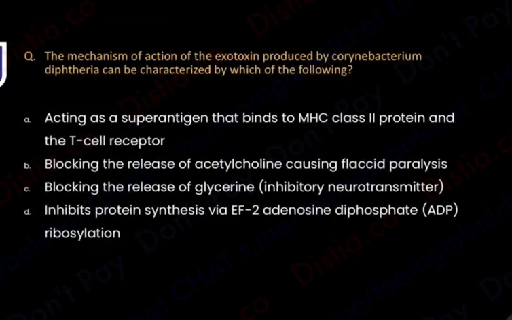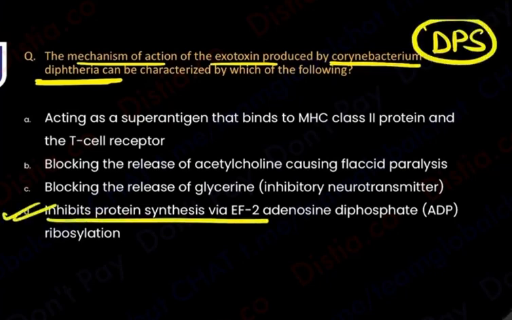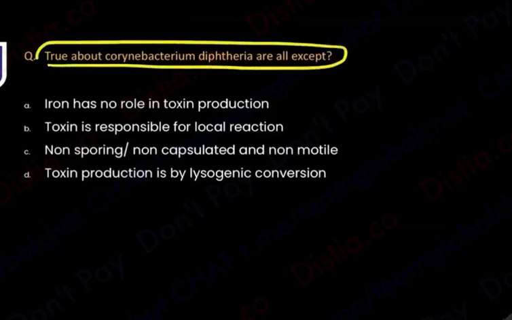Coming to the next. The mechanism of action of the exotoxin produced by Corynebacterium diphtheriae. What does it do? Ma'am, this was coming under decreasing protein synthesis. How does it decrease the protein synthesis? By acting on EF2 by ADP ribosylation. One last question that we have. True about Corynebacterium diphtheriae are all except. Let's do a true, false, true, false. Is toxin production associated with lysogenic conversion? Yes.